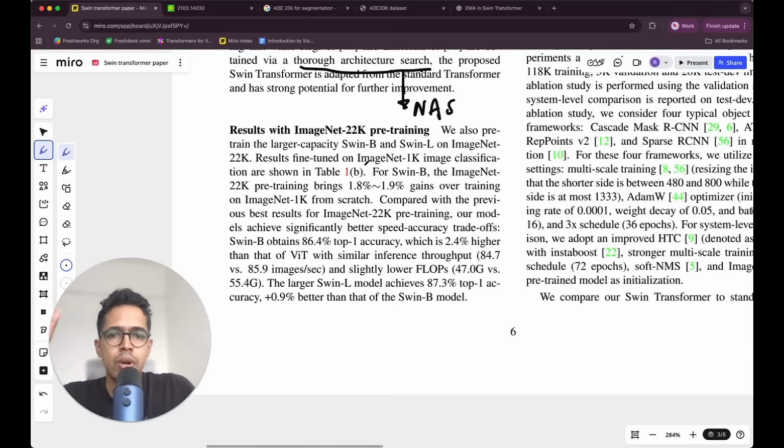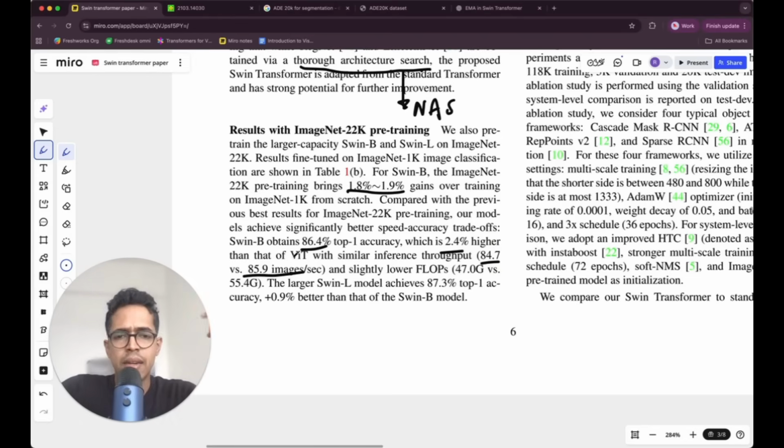Results fine-tuned on ImageNet 1K classification. For Swin B, ImageNet 22K pre-training brings around 1.8 to 1.9% gains over training on the 1K dataset from scratch. Compared with previous best results for ImageNet 22K pre-training, our models achieve significantly better speed-accuracy trade-off. Swin B obtains 86.4% top-1 accuracy, which is 2.4% higher than Vision Transformer of similar throughput. And this is the comparison of speed.